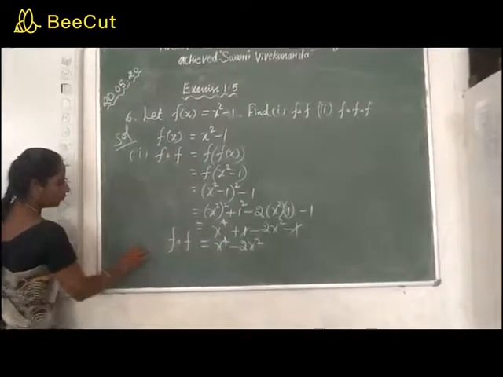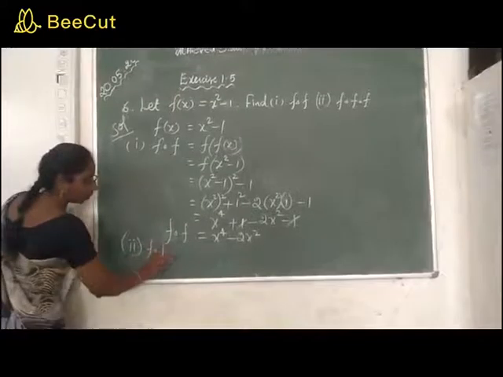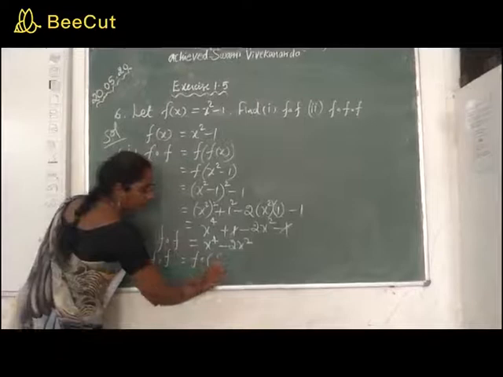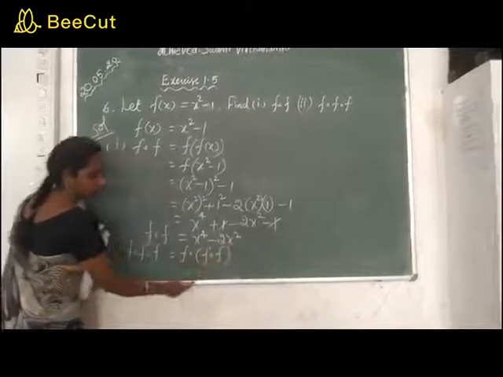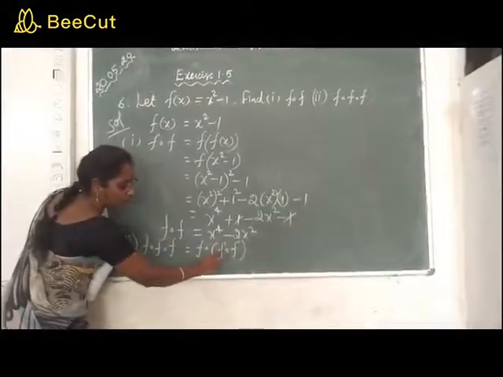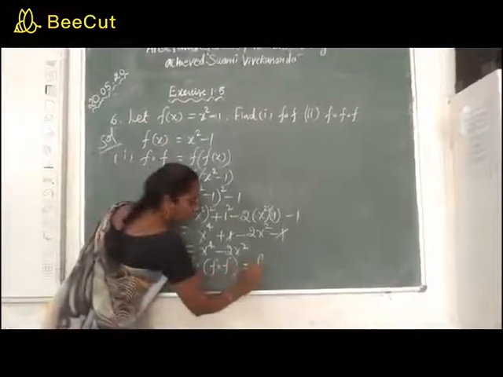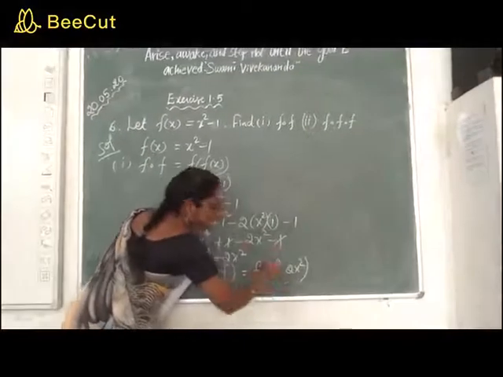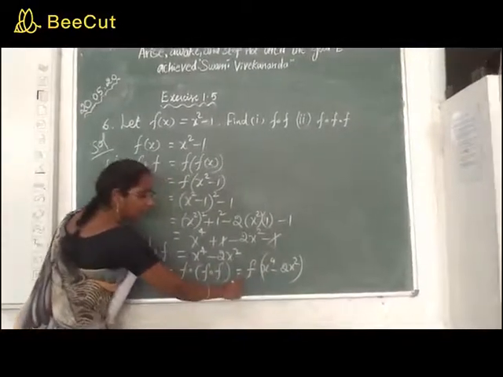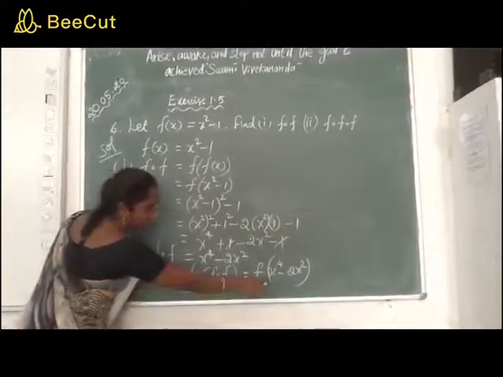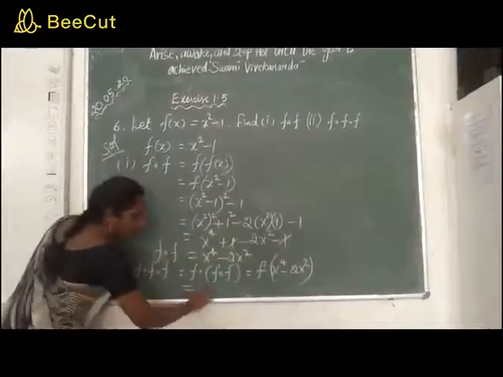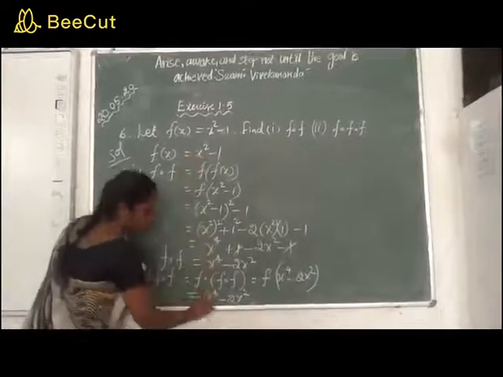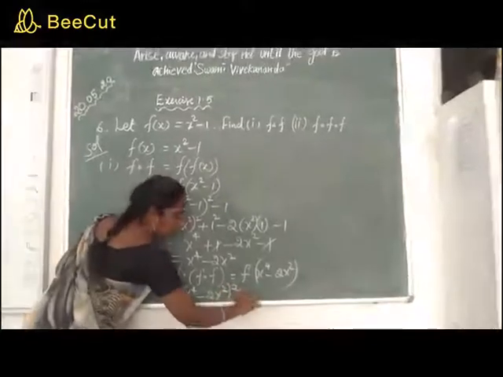Now substitute in the second one, f∘f∘f. So we have to take f∘f. Already we found the value of f∘f, which is x⁴ − 2x². In this value we have to substitute in f(x). So in place of x we substitute the value: (x⁴ − 2x²)² − 1.